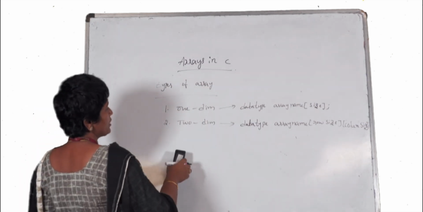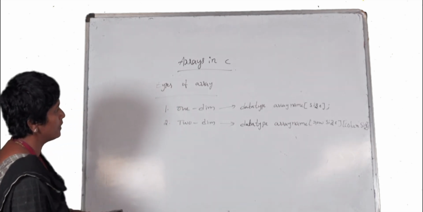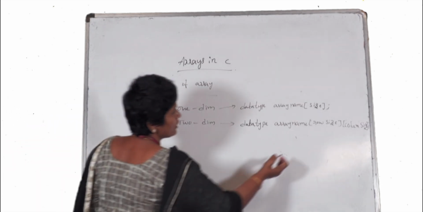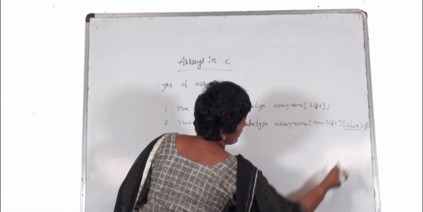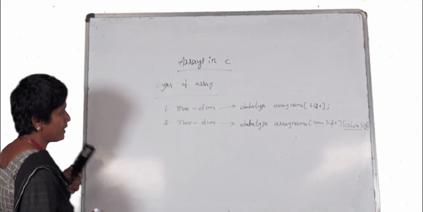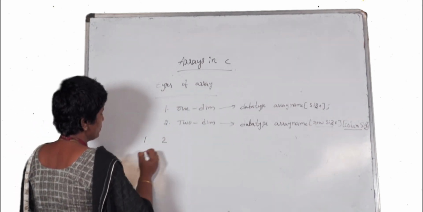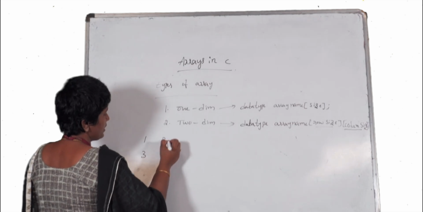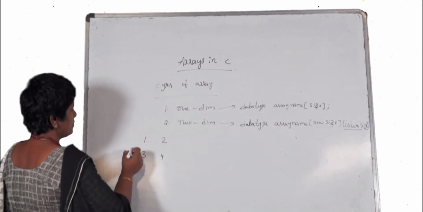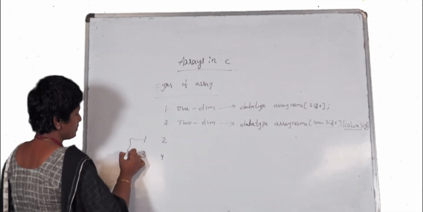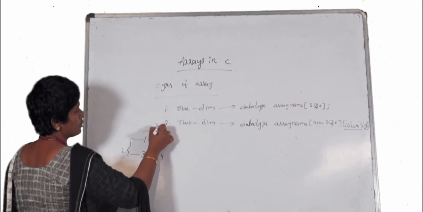So one-dimensional array is similar to a simple array. Two-dimensional array means we are taking the row size and the column size. The best example is the matrix. So in matrix format, suppose I am taking 1, 2, 3, 4. This is the matrix. So how many rows are there? 2 rows and 2 columns.